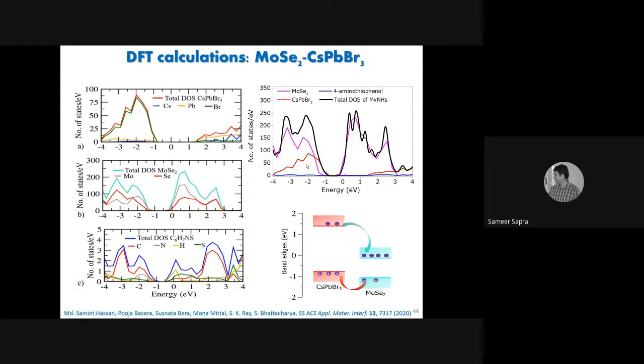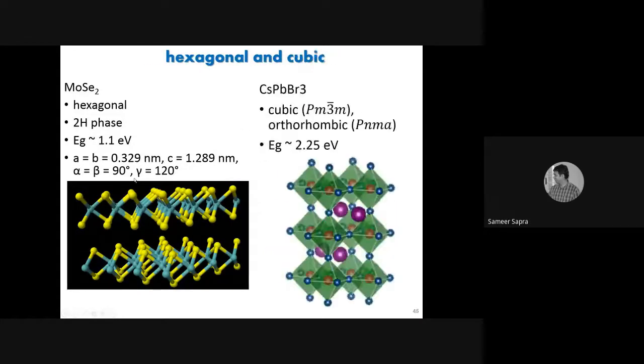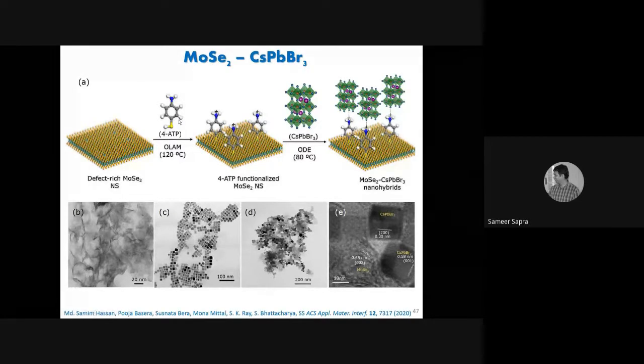But now, with copper sulfide, I told you it's hexagonal and hexagonal, but cesium lead bromide is a cubic structure. Okay, and there's no lattice match at all. How do I grow this? Okay, Shamim came up with a very bright idea. What Shamim said was, okay, we have all these defects which are hungry for thiols, and cesium lead bromide is always capped by amines. So let's take a molecule that has both thiols and amines. Thiols will go and stick over here, amines will be free.